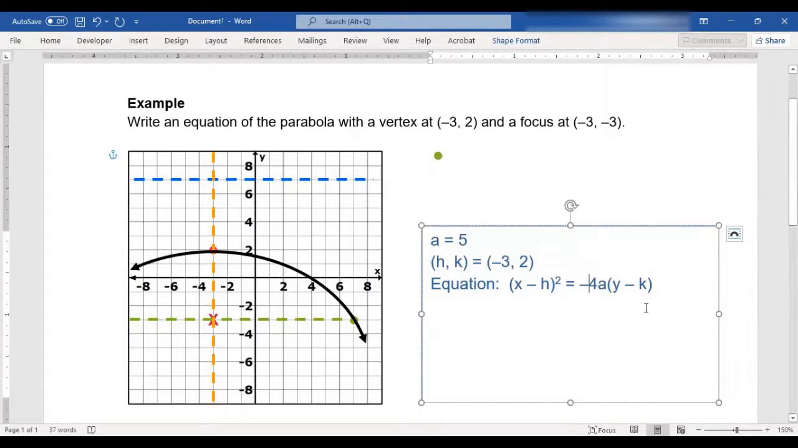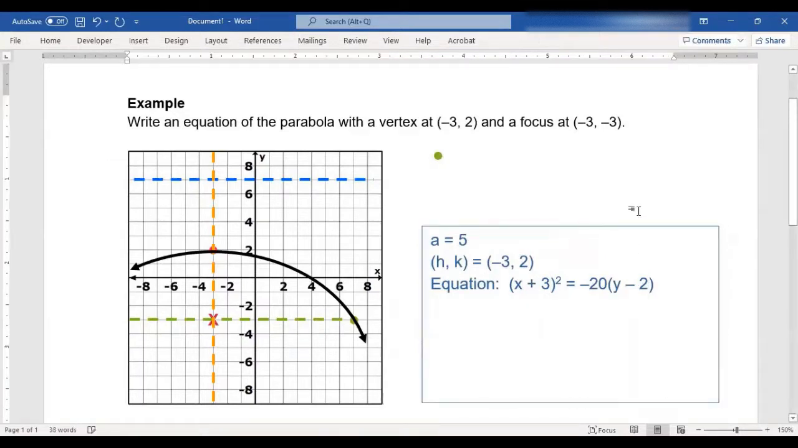So a was 5. So negative 4 times 5 gives me a negative 20. h was negative 3, so this means I'm going to change this to plus 3. And k was 2, so we have minus 2. So there we go. That's going to be our equation of this parabola: (x + 3) squared is equal to negative 20 times (y - 2).